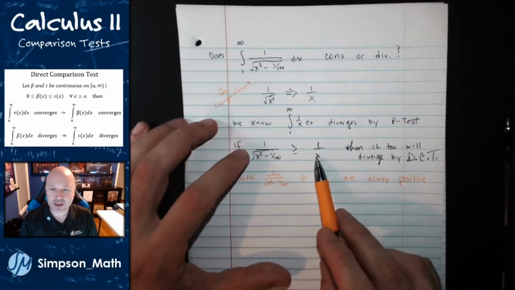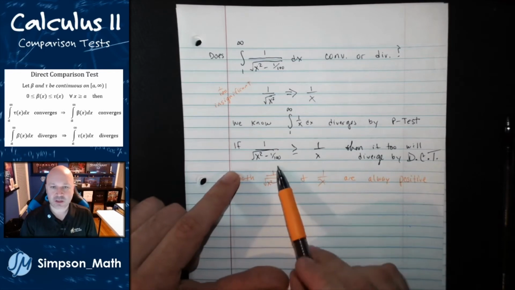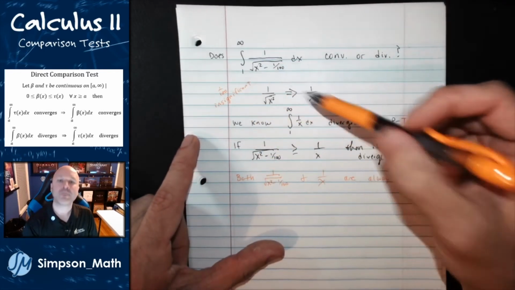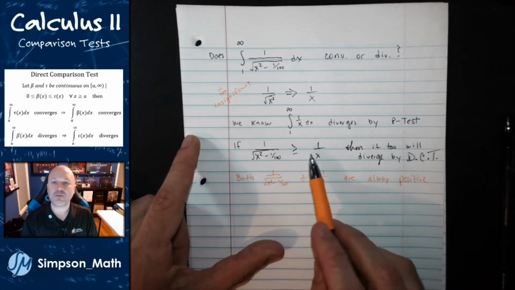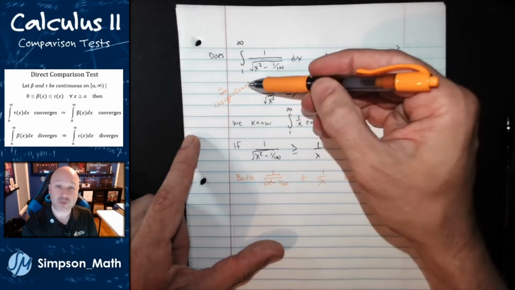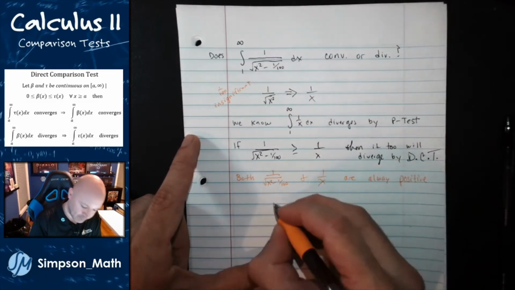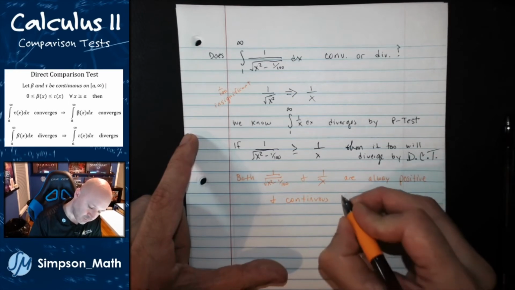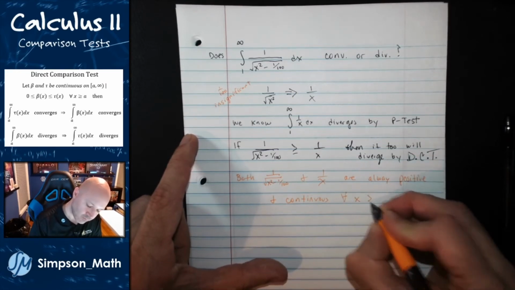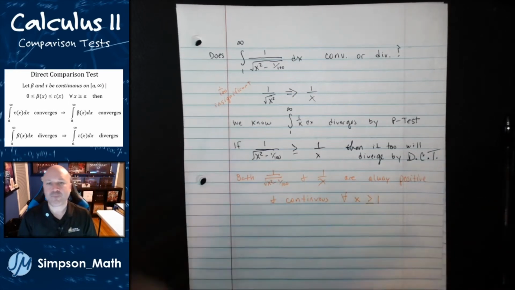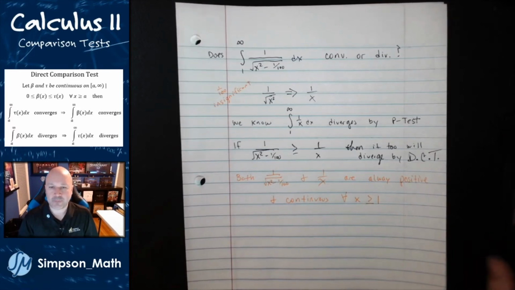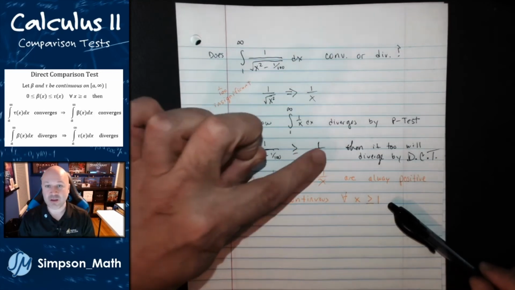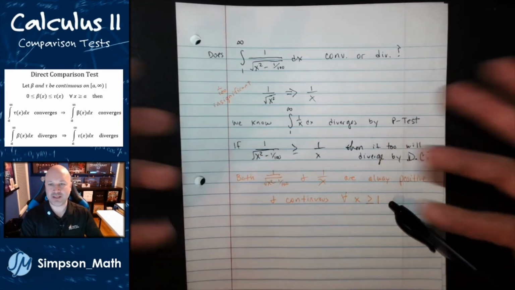I also have to worry about it being continuous. I have issues with values less than 1. But yes, these are both going to be continuous over the interval 1 to infinity. Okay, so I've said that. Now, if I can just somehow show this is actually bigger, then by the DCT, I'll be done.